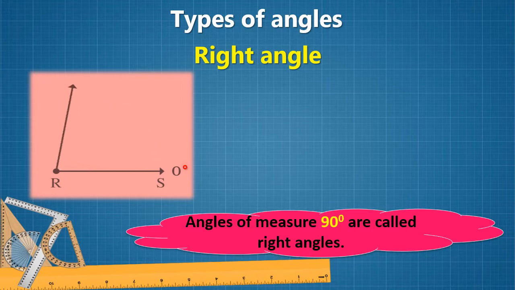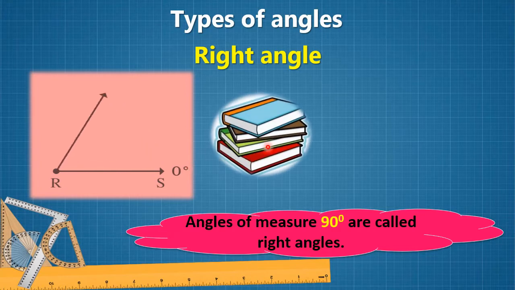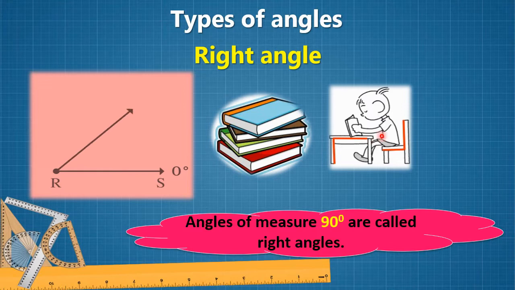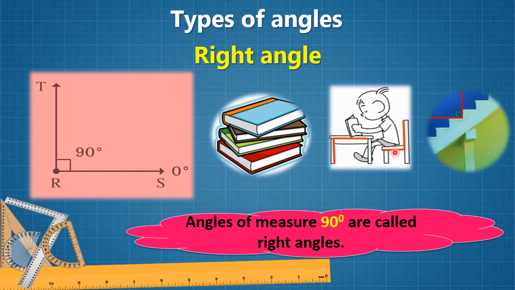You will find many examples of a right angle around you. For example, the corners of the book makes angle of 90° here. You can see in the next picture the corners of the table and the corners of the chair also makes an angle of 90°. Here in the next picture you can see the steps, the corners of the steps of a staircase also makes angle of 90°. So here also you will find a right angle.